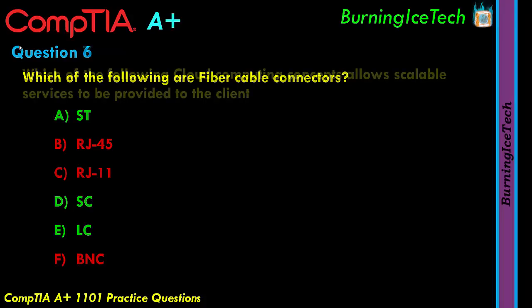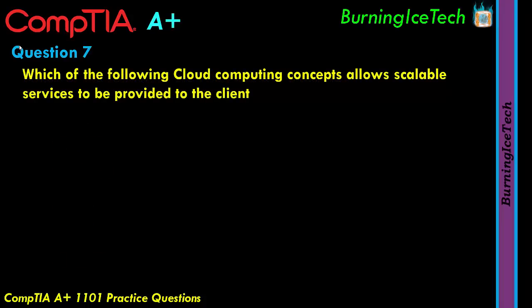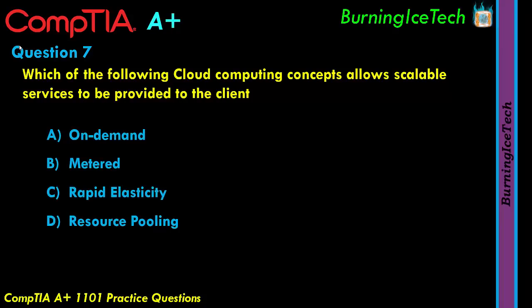Moving on to question 7. Which of the following cloud computing concepts allows scalable services to be provided to the client? So here are 4 different kinds of cloud concepts. The first of which is on demand. On demand is not the answer. That is to give the user or the customer or the client, that's probably going to be you, what they need when they need it.